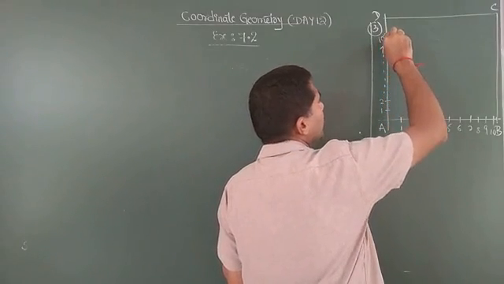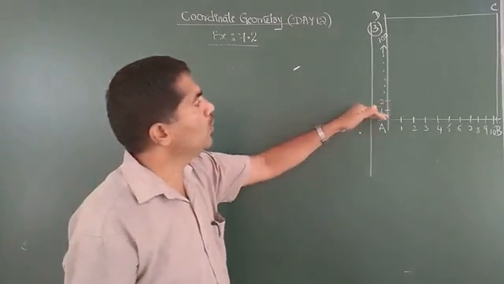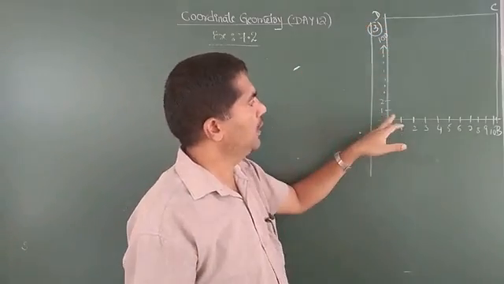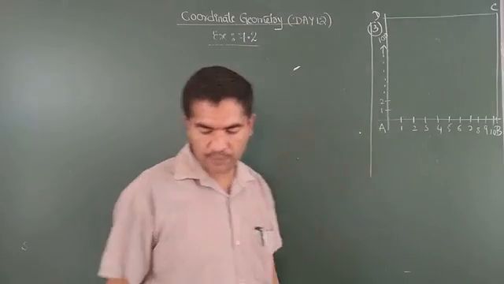One flower pot is being placed. How many have been placed? 100 flower pots are there. So 1, 2, 3, 4, 5, and so on till you have 100. Each has 1 meter distance. Here also 1 meter. Next.